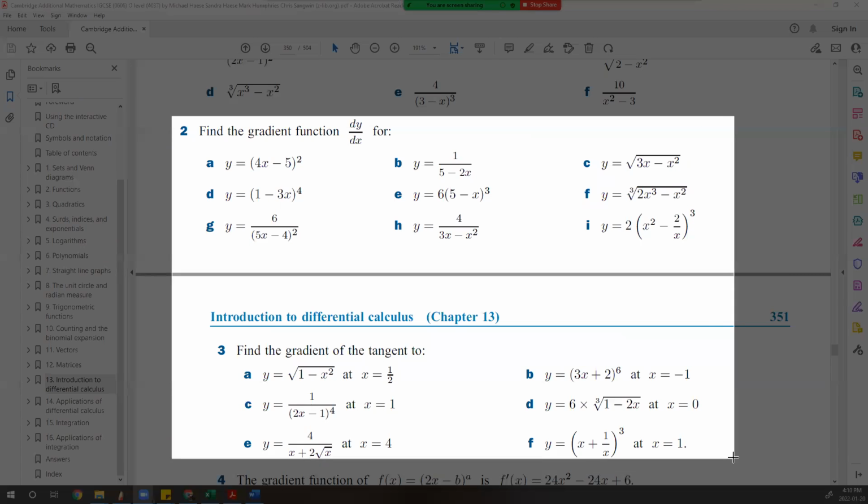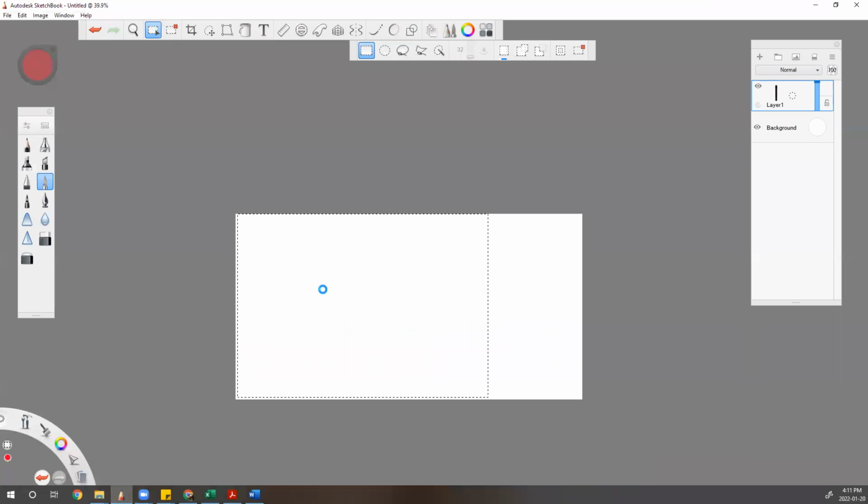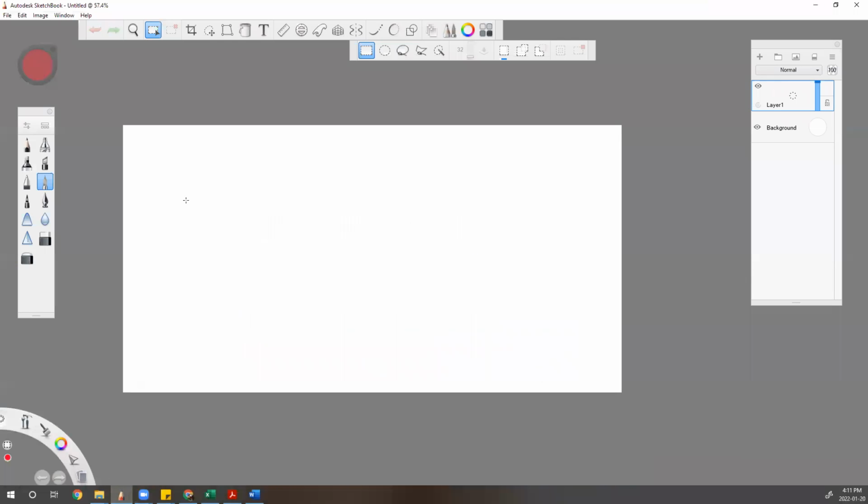2 and 3. Okay, it's challenging. Challenging because it's so much.